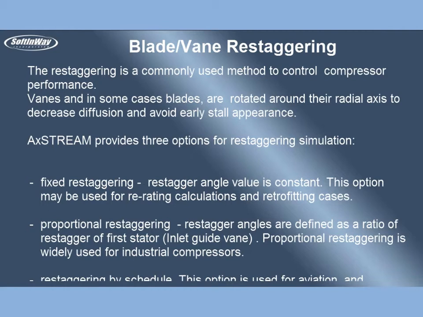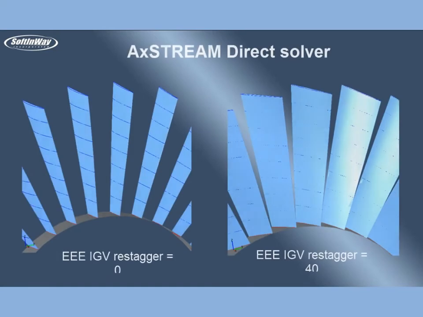Proportional restaggering: rotation angles are defined as a ratio of the restagger of the first stator inlet guide vane. Proportional restaggering is widely used for industrial compressors. Restaggering by schedule. This option is used for aviation and aeroderivative compressors. AxSTREAM provides full-scale restaggering simulation including not only blade angle recalculation, but 3D model modification with respect to restagger. This allows exporting the restaggered 3D model for CFD simulation.